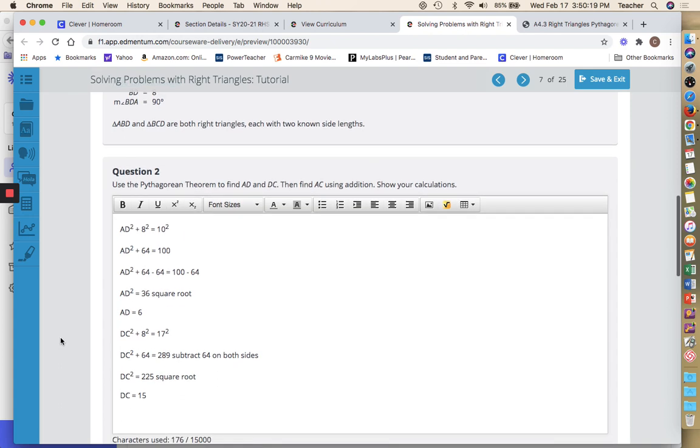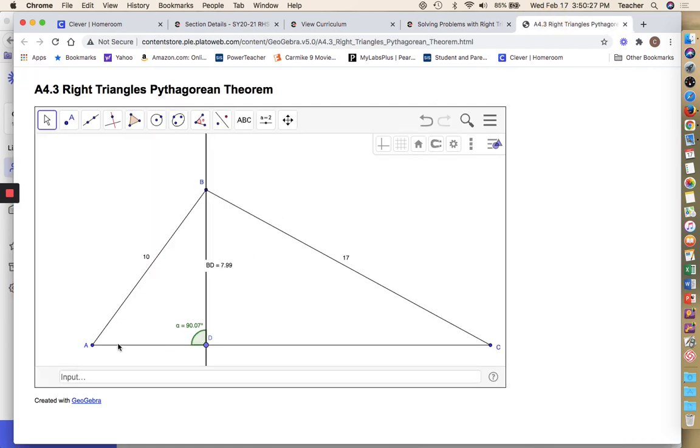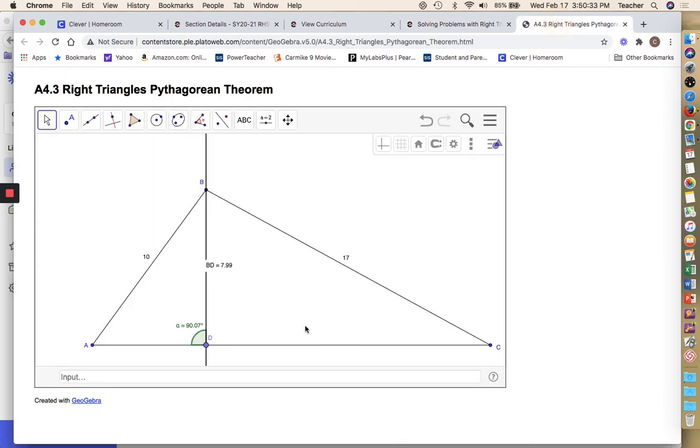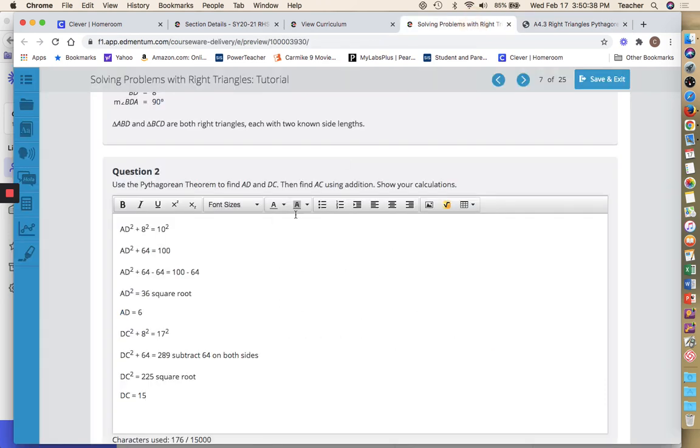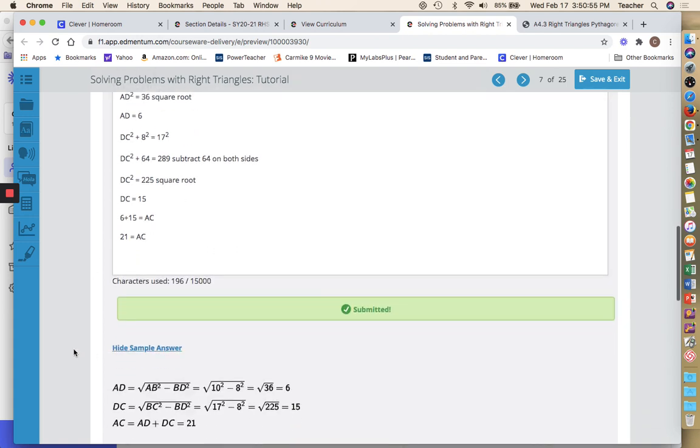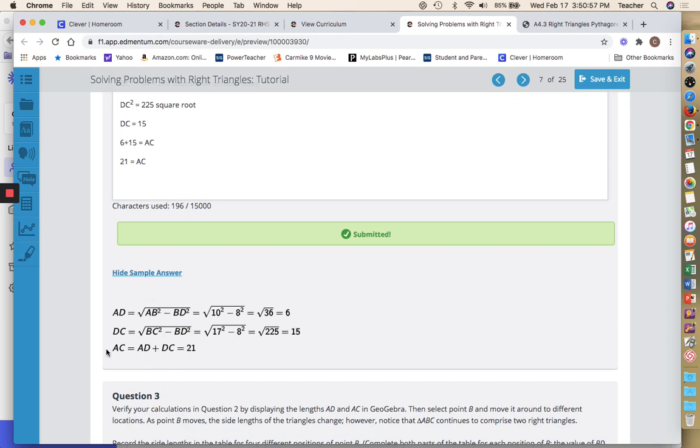Alright, so we found AD, we found DC, then find AC using addition. If AD was the first answer, 6, and DC over here is our second answer, which is 15, all you're doing is adding 6 plus 15, and that's going to equal AC. Well, 6 plus 15 is 21. That equals AC. All right, hit submit. Oh, there we go. 6, 15, and 21.